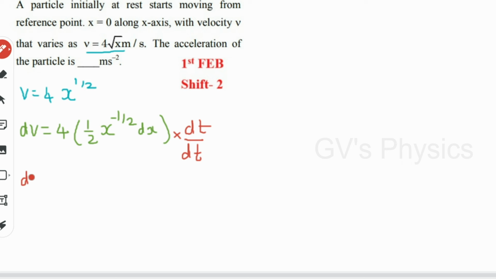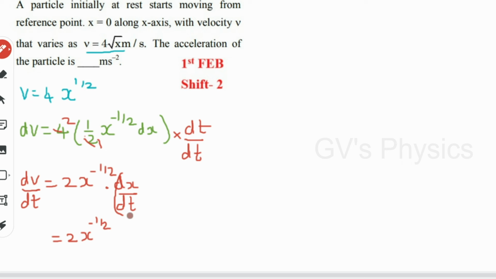So this will become dv by dt is equal to, so if we cancel, this is 1 and 2, 2x power minus 1 by 2 into dx by dt. So dx by dt is again a velocity v. So we can substitute that one. So 2 into x power minus 1 by 2. In the place of dx by dt is a velocity v. So we know what is velocity. So we'll substitute that one. So 4 into x power 1 by 2. So these both will cancel. So balance 2 4s are 8. So 8 meter per second square. This is acceleration A. So the answer is 8.